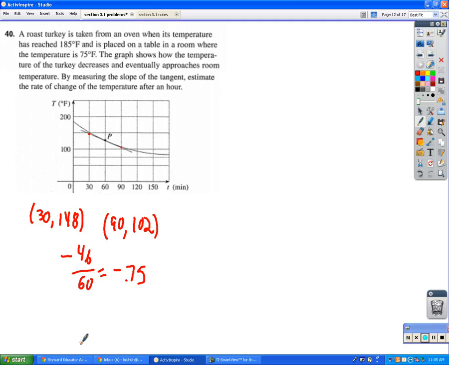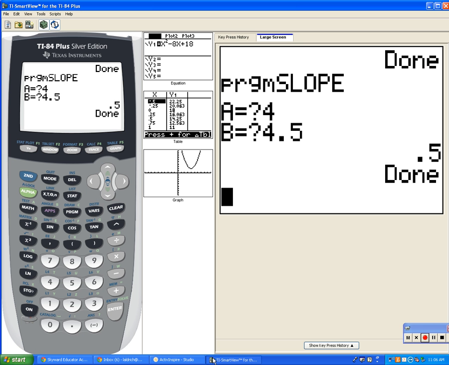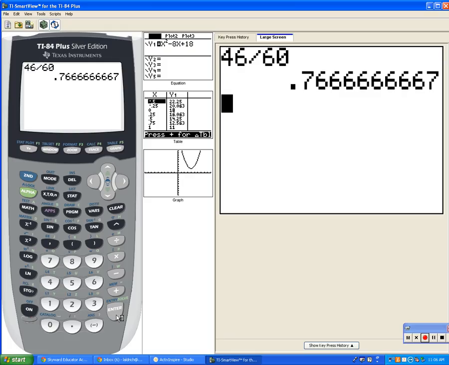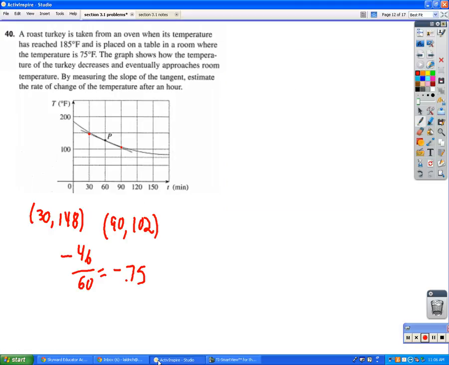46 over 60: 15 goes into 46 three times, 45, three times, with a remainder. If you did 46 divided by 60 on your calculator, it would be very close to 0.75. 46 divided by 60 is 0.76. Okay, but there's some estimation going on here, so I feel okay.